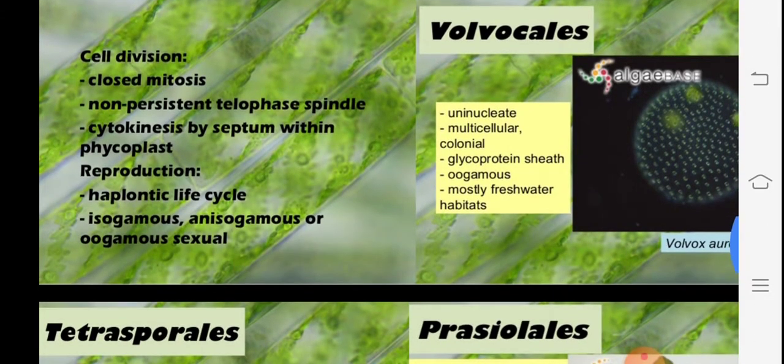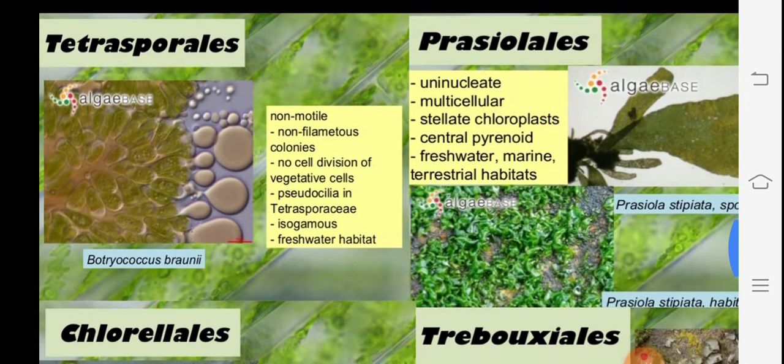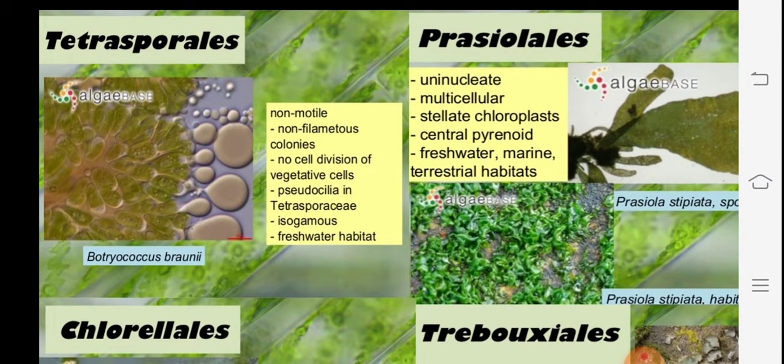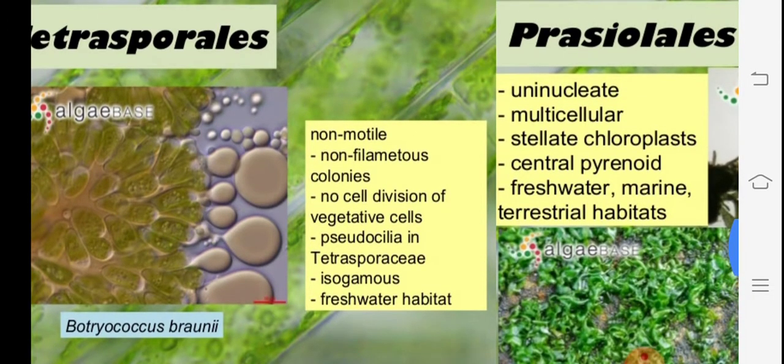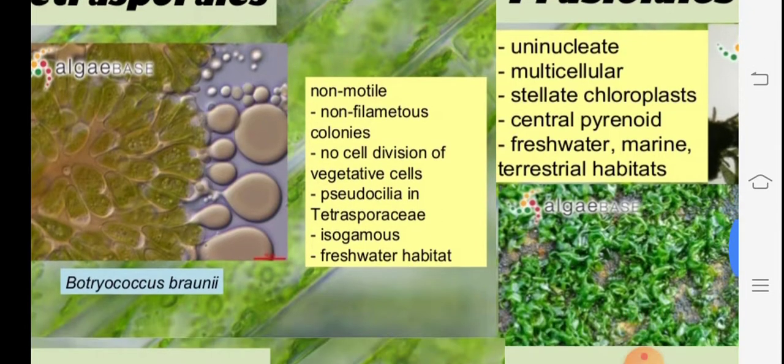So here the plants are generally showing the haplontic life cycle, and cell division shows closed mitosis. Then Tetrasporales, the thallus is unicellular, generally non-filamentous colonial forms. Cell division is not observed in vegetative cells, and pseudocilia are present. So isogamy is the main character. I think you know isogamy: two gametes are similar in shape, size, and structure.